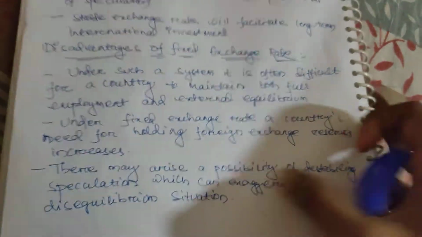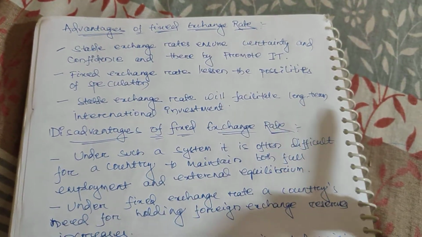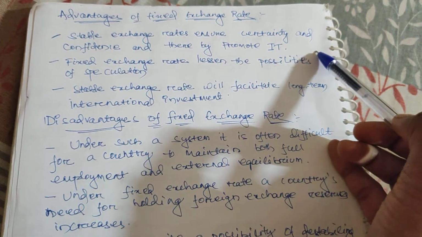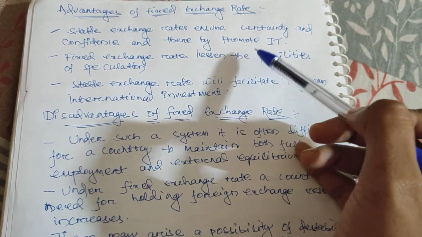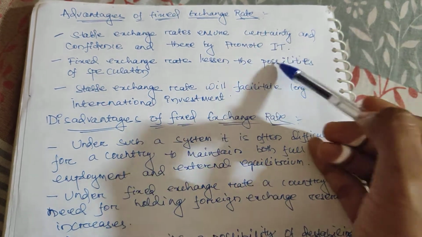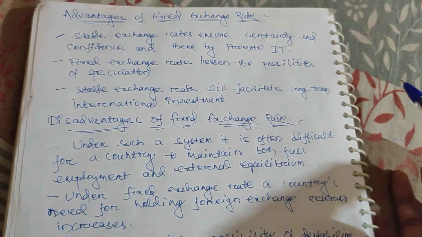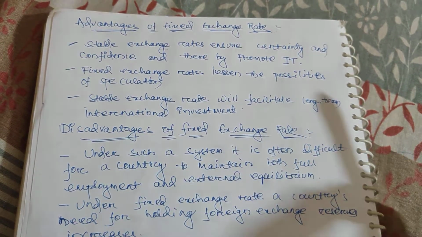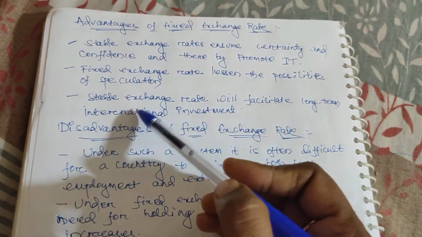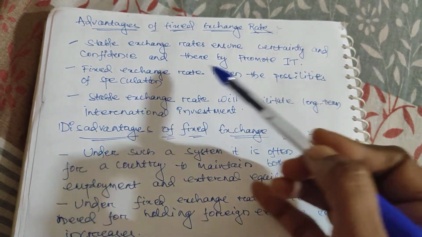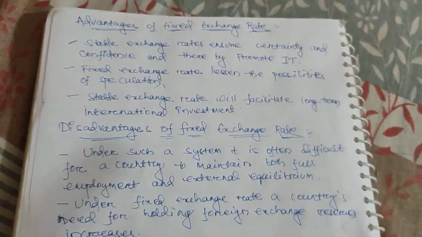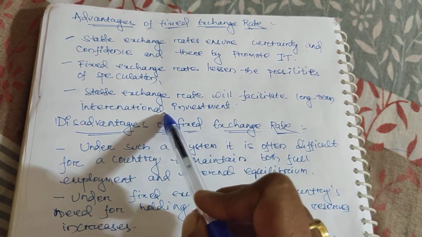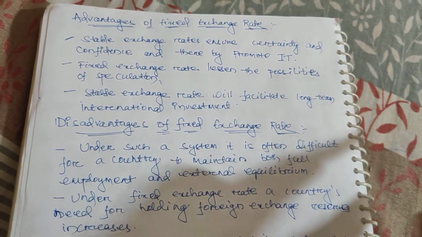Now we will see the merits and demerits of fixed exchange rate. First merit, a stable exchange rate ensures certainty and confidence and thereby promotes international trade. If a stable exchange rate is there, trade will be more trustable, with full confidence. Fixed exchange rate lessens the possibilities of speculation. Speculation is not there; everything is confirmed here. A stable exchange rate will facilitate long-term international investment, obviously.